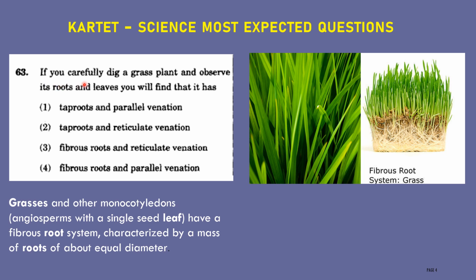Next question. If you carefully dig a grass plant and observe its roots and leaves, you will find that it has, option 1, tap roots and parallel venation. Option 2, tap roots and reticulate venation. Option 3, fibrous roots and reticulate venation. Option 4, fibrous roots and parallel venation. The correct answer for this question is fibrous roots and parallel venation. Here you can see in the grass plant, you will observe fibrous roots and the venation is parallel venation.